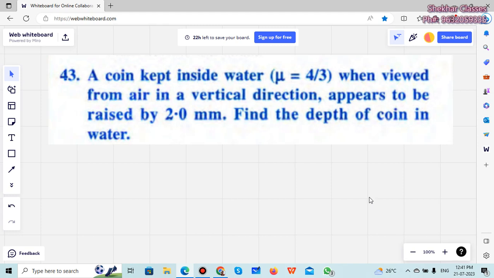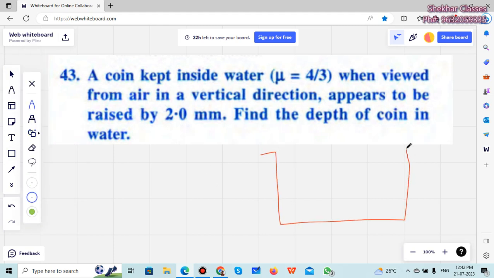A coin inside water, which has a refractive index of 4/3, when viewed from air in a vertical direction appears to be raised by 2 mm. Find the depth of the coin in water. So first let's draw this. There is a container and it has got water in it. The coin is kept here, but it looks as if it is raised here.